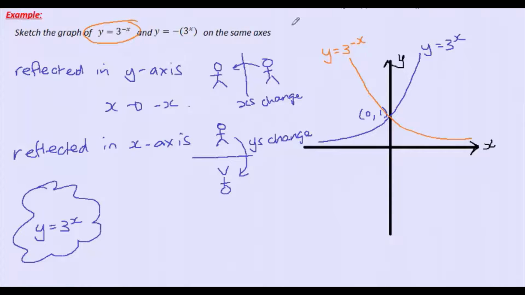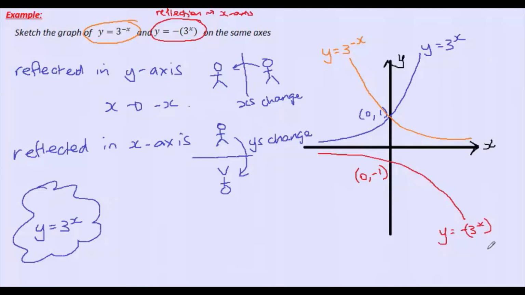Then if I have a look at the other line here, which I'll do in red, negative 3 to the x, that means my negative is out the front of the whole thing. I could very easily write that as negative y equals 3 to the x, so therefore my y's have changed, in which case this is the reflection in the x-axis. So therefore I'm going to have a line that looks something like that, and this point here is at 0 and negative 1, and that is y equals negative 3 to the power of x. And it's always nice to put that in brackets to make things even more clear.